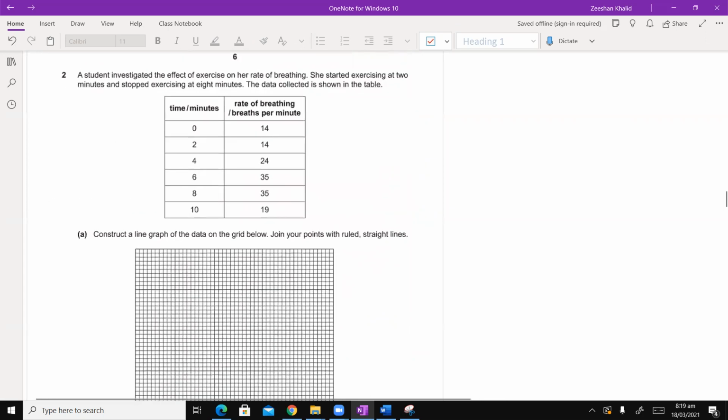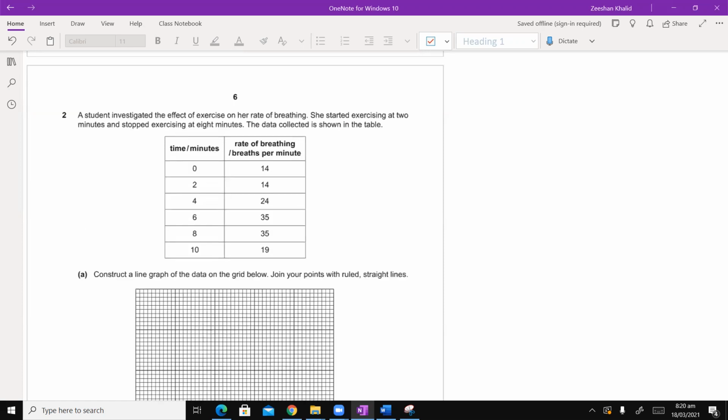Okay, so let's come to the second question now. It's a graphical question. I'm going to repeat some basic stuff that you need to know about graphical questions. Please follow me carefully. A student investigated the effect of exercise on her rate of breathing. So what is she seeing? Her rate of breathing. She started exercising at 2 minutes and stopped exercising at 8 minutes. Here she started and she stopped here. That was the starting point and that's the ending point.